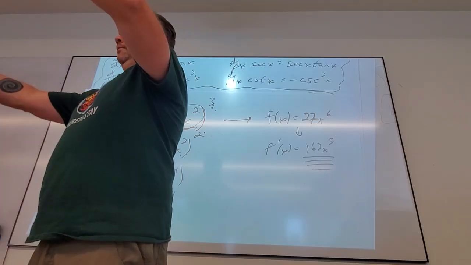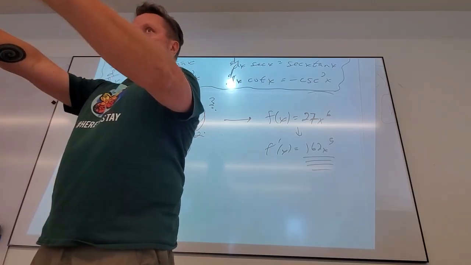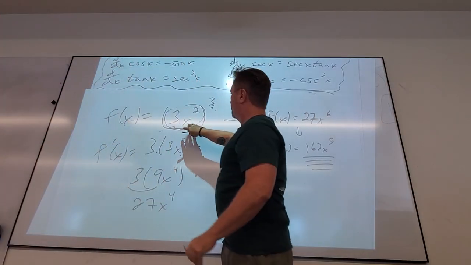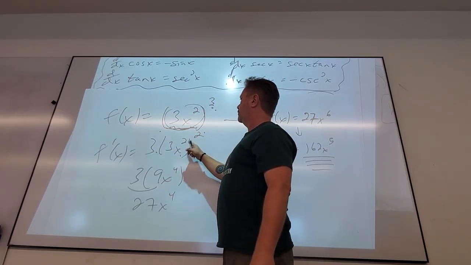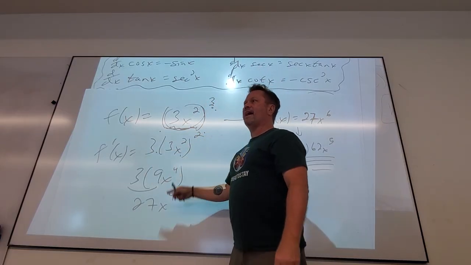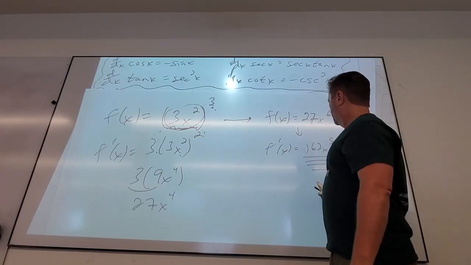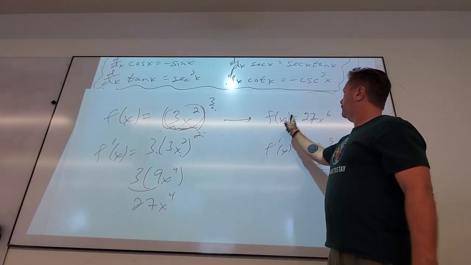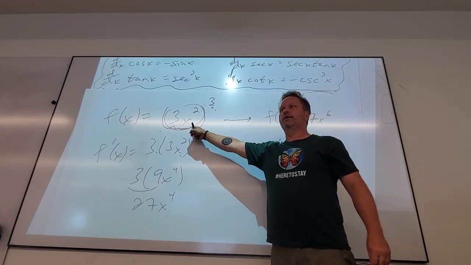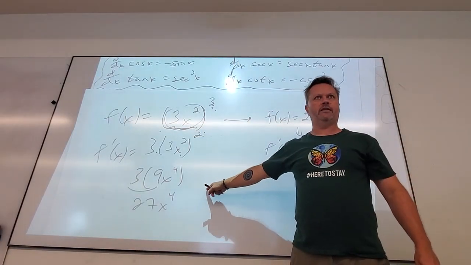X cubed, the derivative is 3x squared, yes? So if I say, oh, this is just stuff cubed, I'm going to bring the 3 down and make the power 2. Does that match with what we got here? It would have to, of course, yes? Because that function is that function. They can't have two different derivatives if it's the same function.